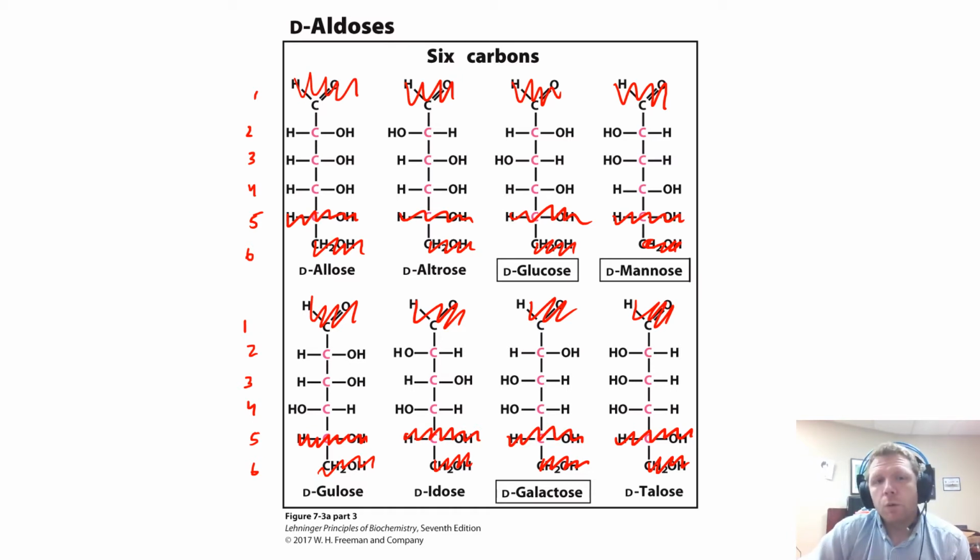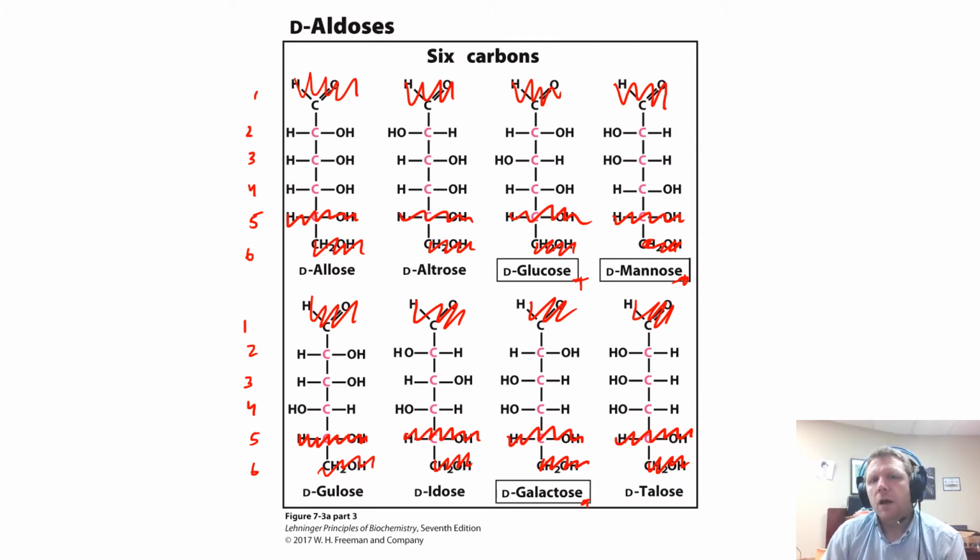But what I would recommend doing is being familiar with the names of several of them. The ones that I think are the most high value are the ones that are boxed here, because these are going to be the ones that are most relevant to courses that you take in the future, and they're the most biologically relevant. So glucose: if you know the structure of glucose, that's going to help you out a huge amount.